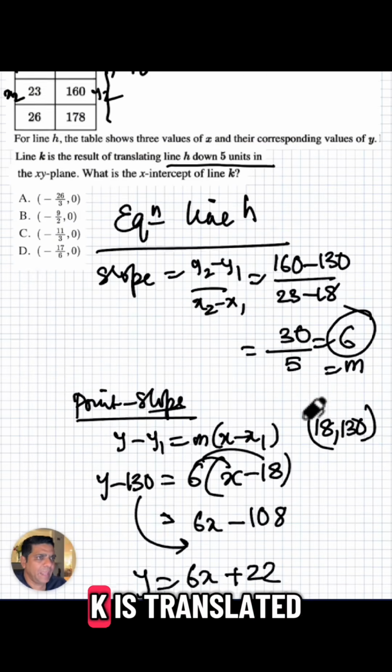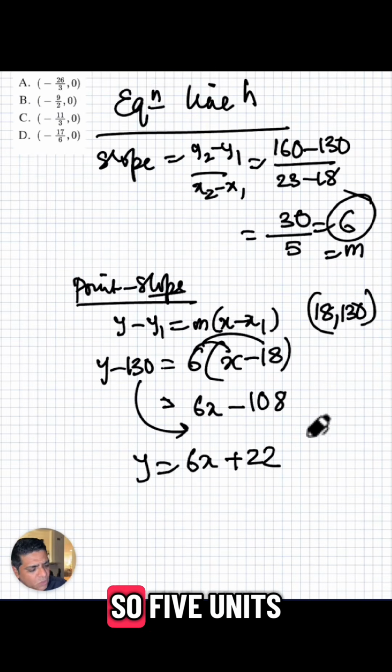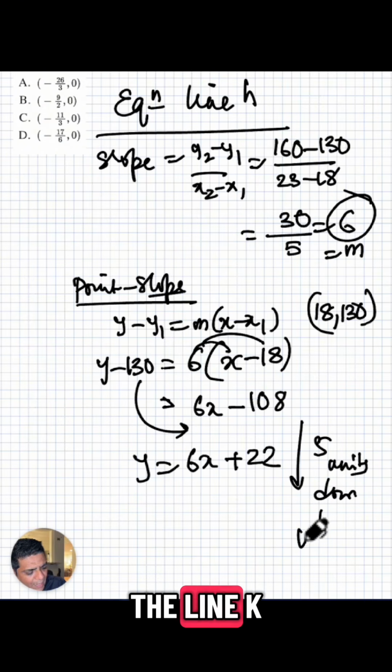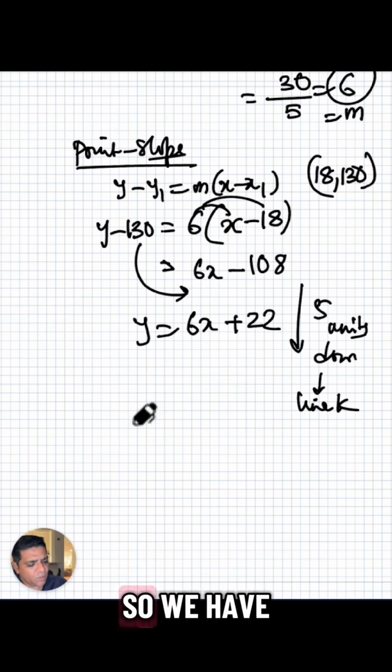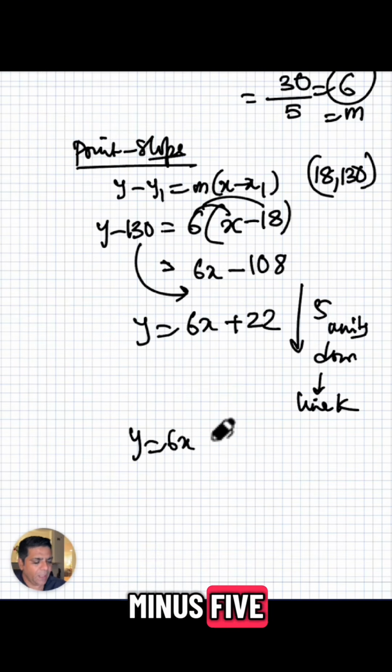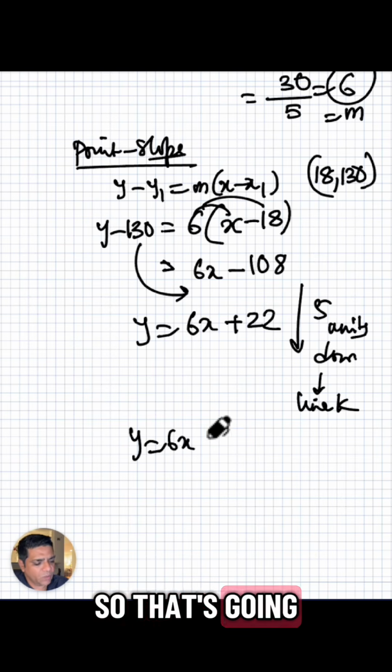Now remember, line K is translated 5 units down. So 5 units down gives us line K. What does that give us? We have y equals 6x plus 22 minus 5, because it's a translation downwards. So that's going to be 6x plus 17.